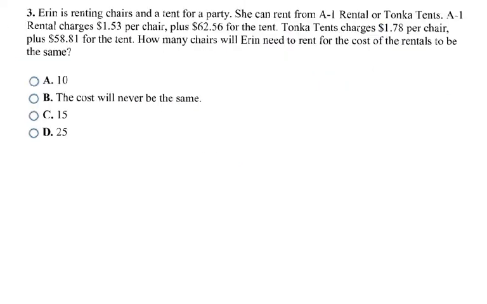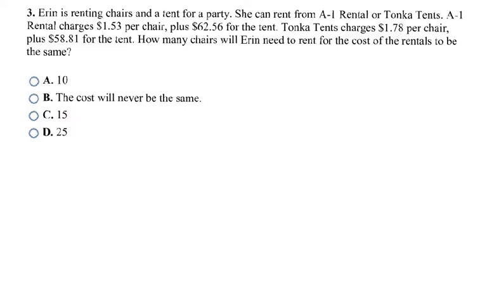This problem says Erin is renting chairs and a tent for a party. She can rent from A1 Rental or Tonka Tents. A1 Rental charges $1.53 per chair, plus $62.56 for the tent. Tonka Tents charges $1.78 per chair, plus $58.81 for the tent. How many chairs will Erin need to rent for the cost of the rentals to be the same?